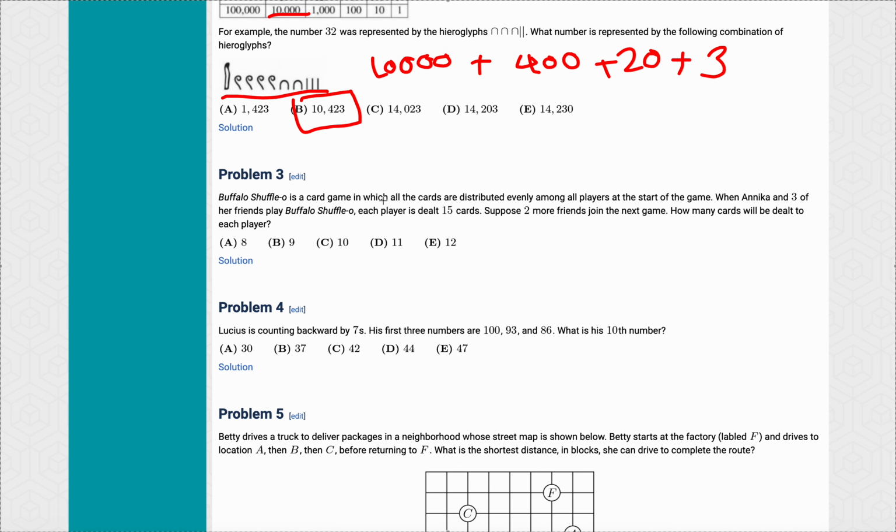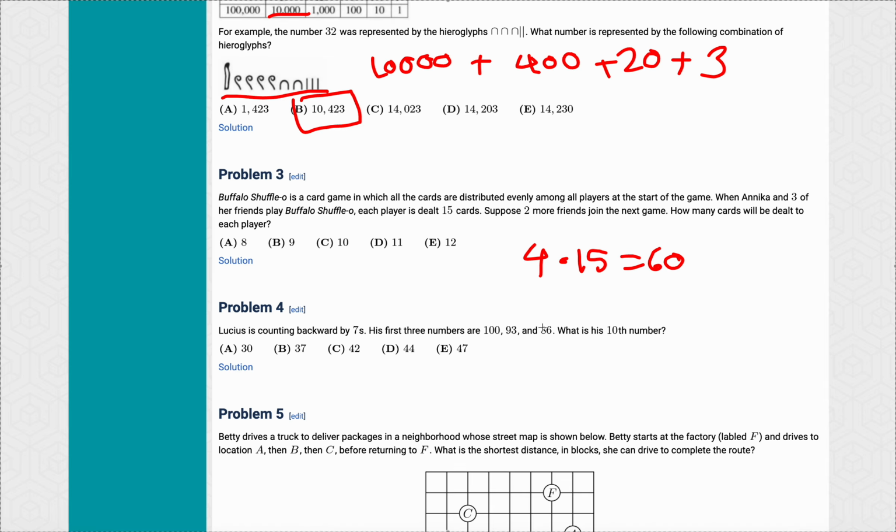Buffalo Shuffle is a card game in which all the cards are distributed evenly among players at the start of the game. When Anika and 3 of her friends play Buffalo Shuffle, each player is dealt 15 cards. Suppose 2 more friends join, we want to find how many cards will be dealt to each player. So let's find how many cards there are in total. When Anika and 3 of her friends played, that means there's 4 total players. Each player is dealt 15 cards, means there's 4 times 15 equals 60 total cards.